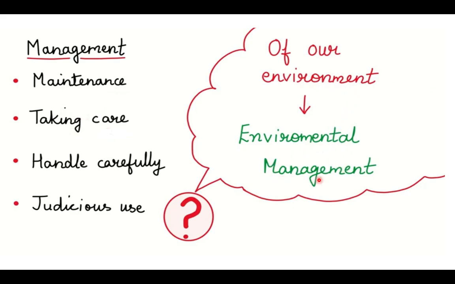Environmental management is to be done to ensure or secure our environment. What should be done for that? Proper maintenance should be done. Already we saw the two kinds of components necessary for our life, biotic and abiotic components. These are to be maintained properly, taken proper care of, handled carefully, and judicious use should be done. So these are the ways to manage our environment.